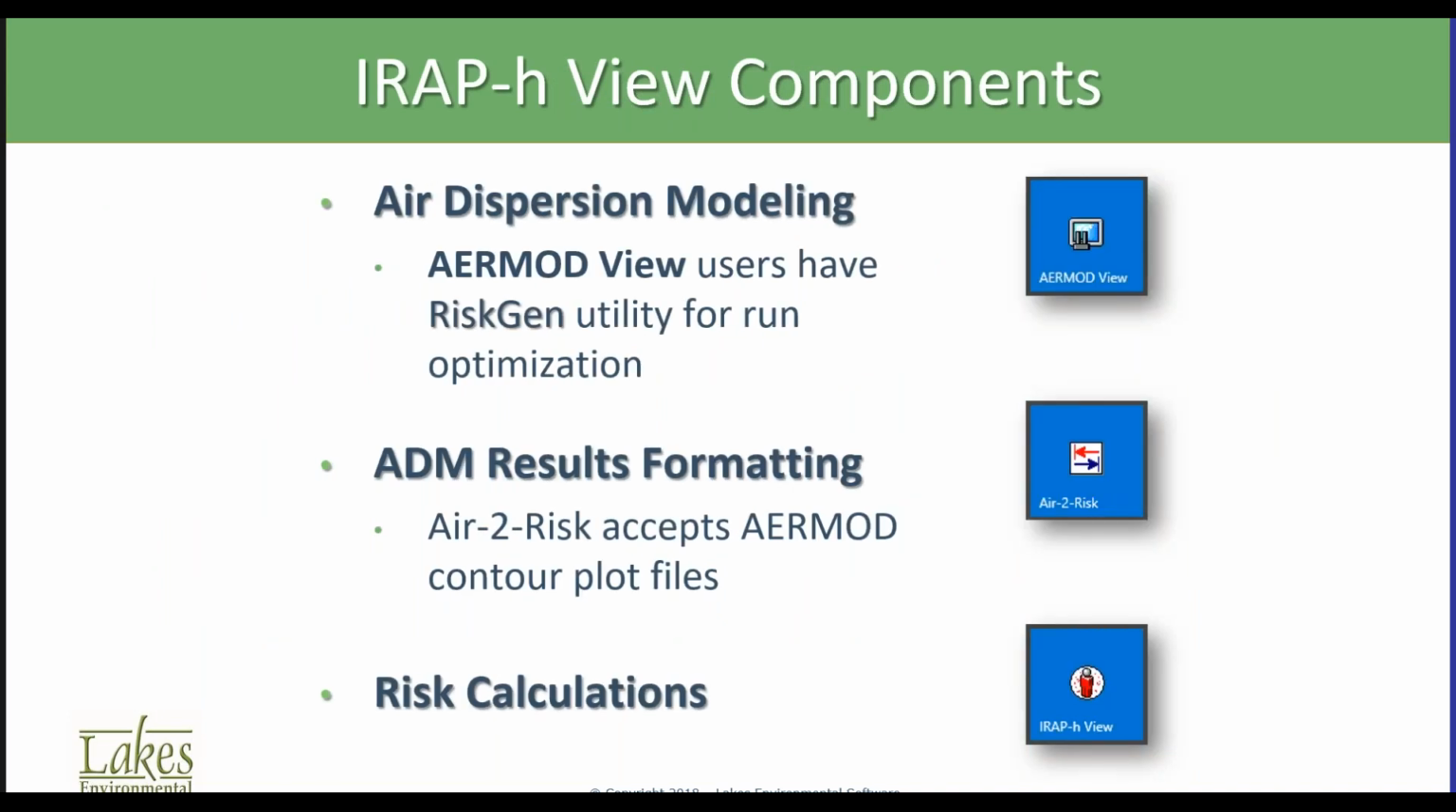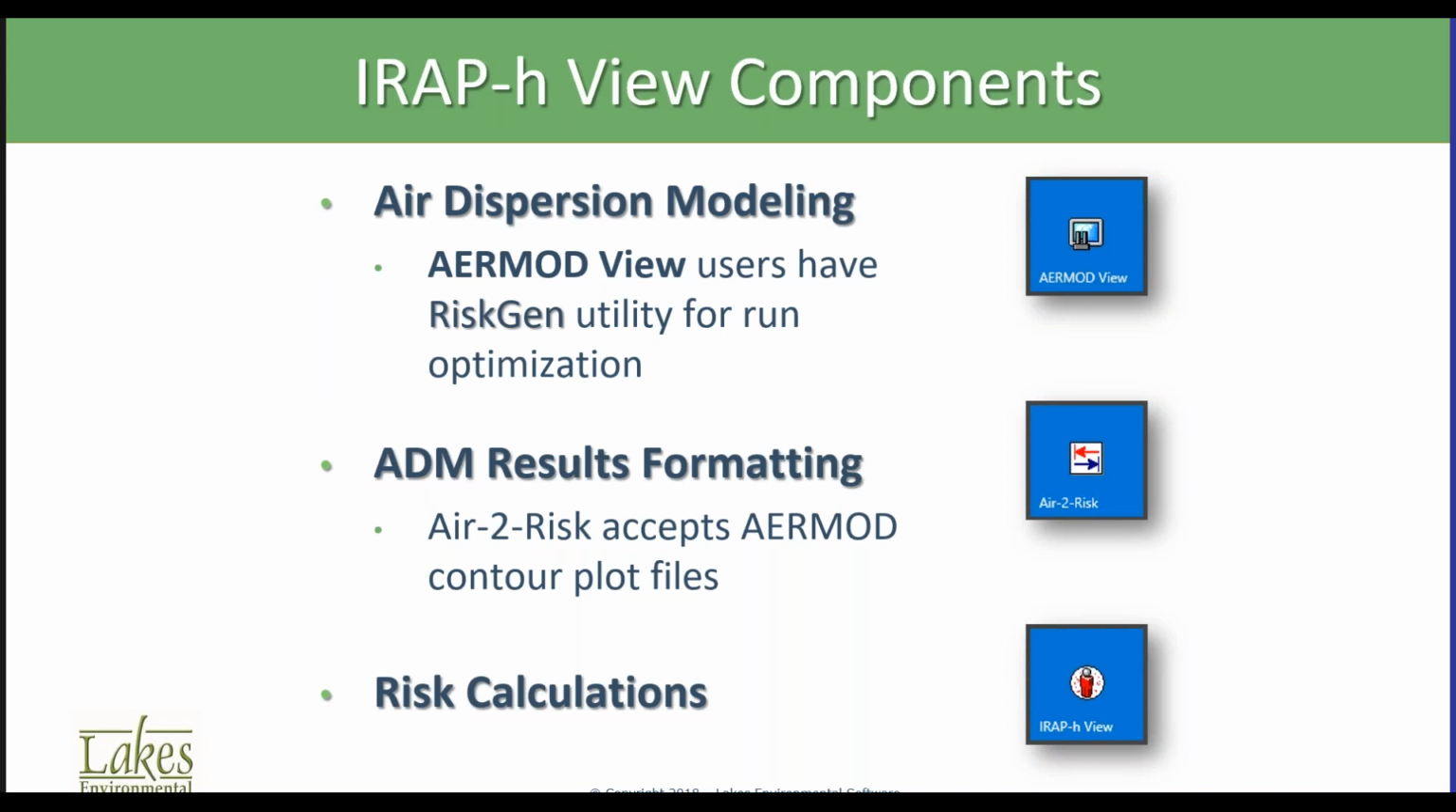Now with the IRAP-h View software product, there's two main components and then an optional third component. The optional component is the air dispersion modeling side. You have to run an air dispersion model and take the air dispersion modeling output to perform your risk calculations.